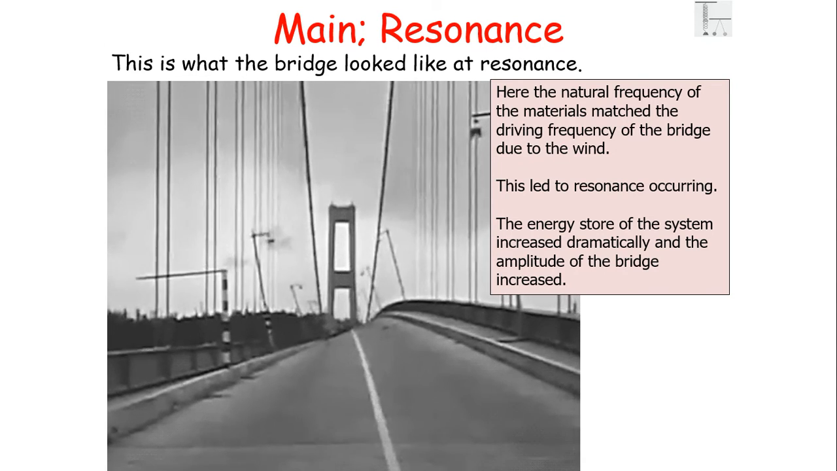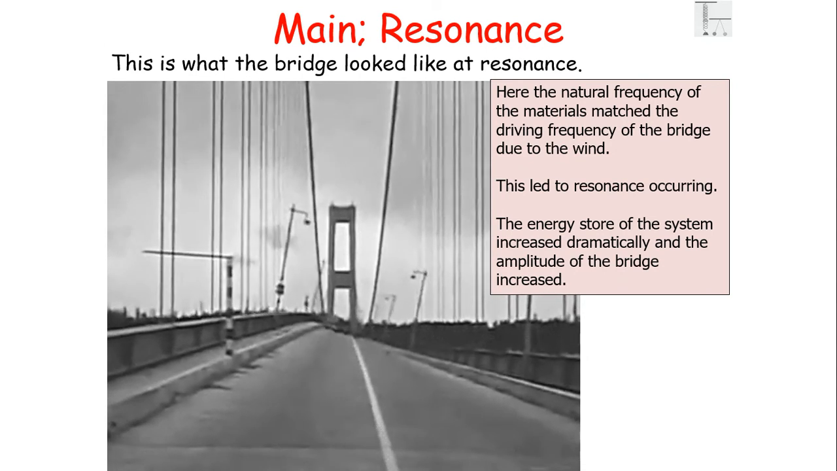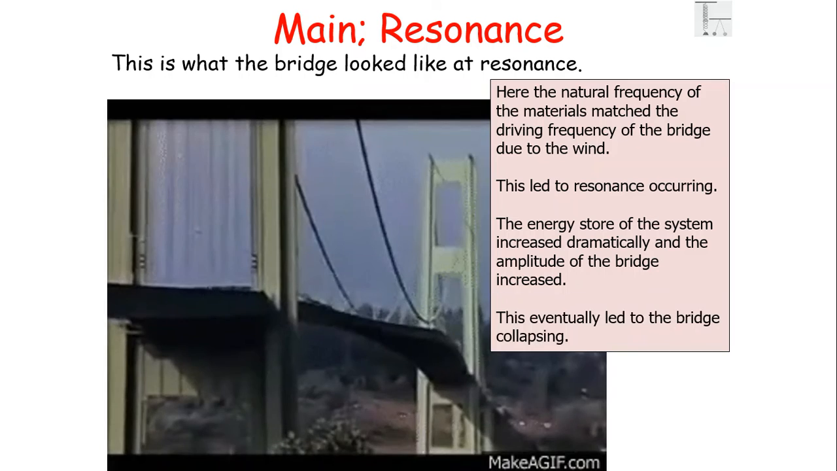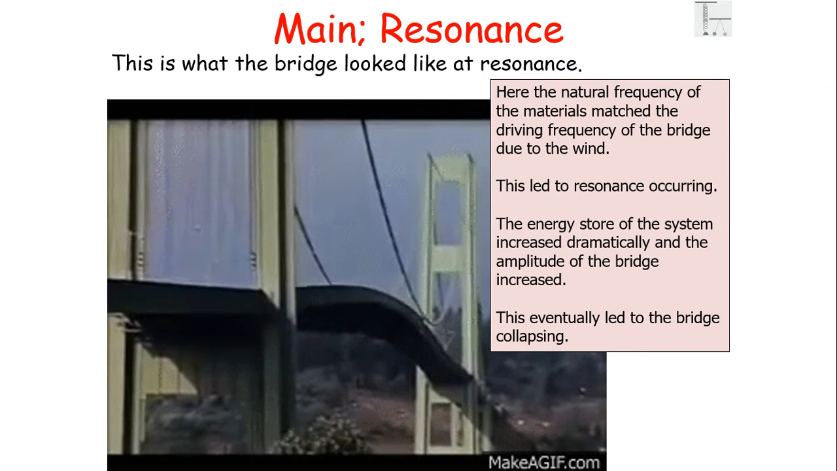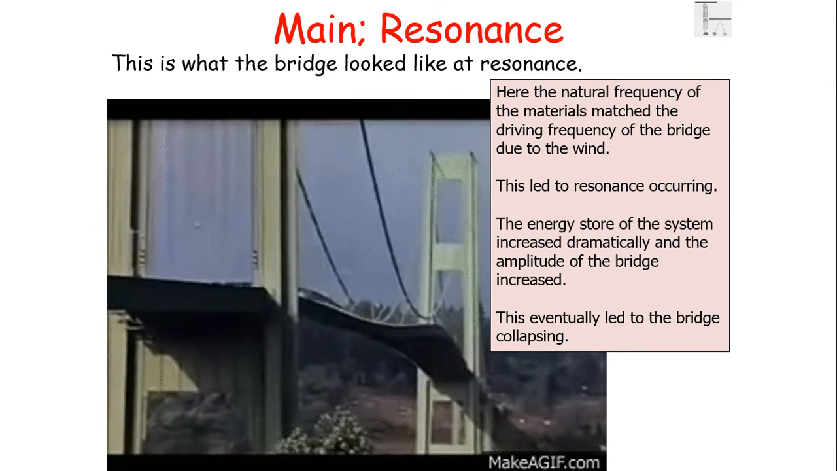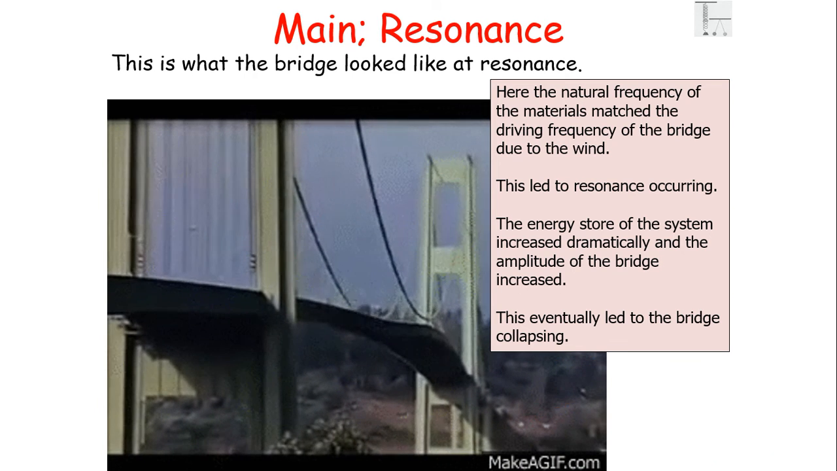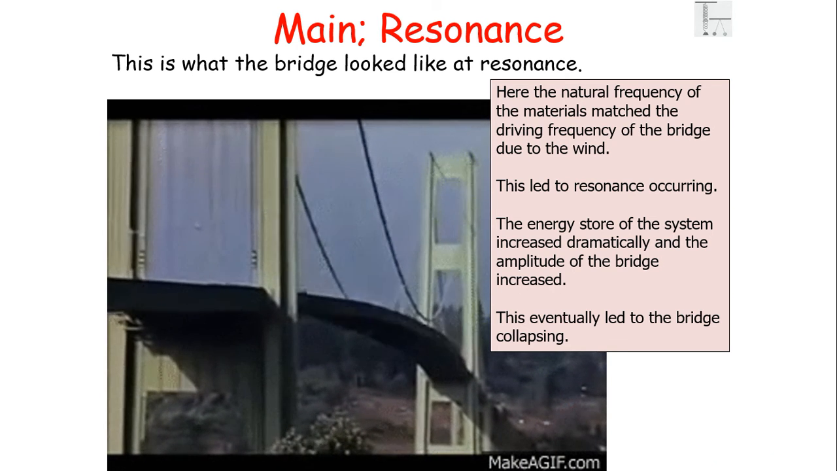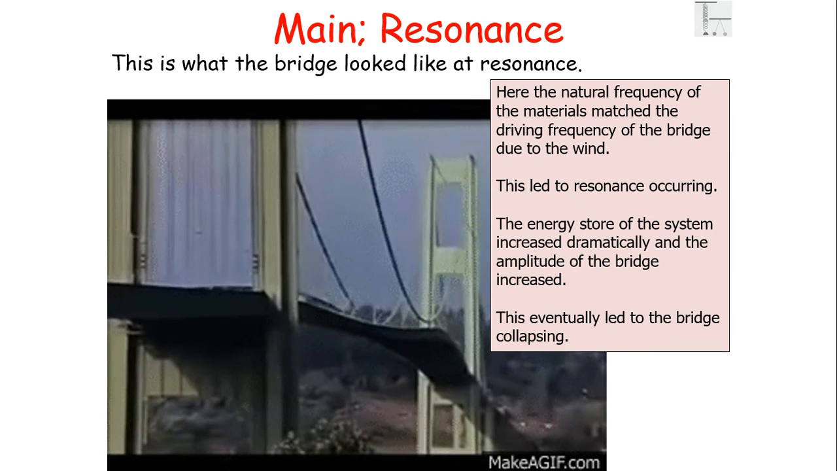So the energy stored in the system increased dramatically and the amplitude of the bridge increased very, very high, which eventually led to the bridge collapsing with so much stress the actual structure was under, so it led to the bridge ultimately collapsing into the Tacoma Narrows channel.